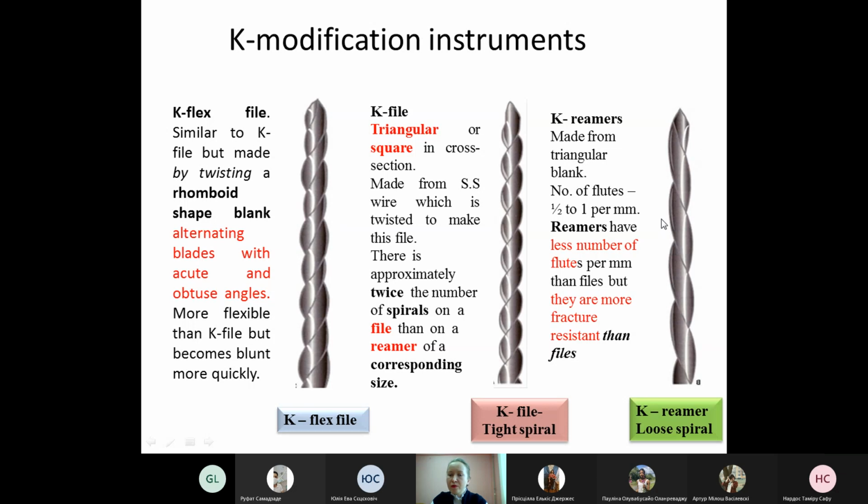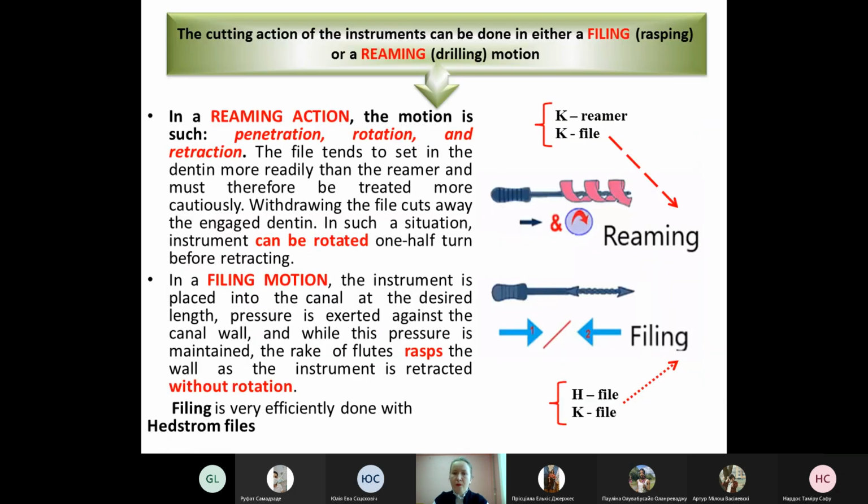Reamers have fewer flutes per millimeter than files, but they are more fracture resistant than files. Actually, this is characteristic of the reamer: it has a sharp ending, that's why this instrument is aggressive and can cause perforation if it is used without caution. Every instrument has its special motion. The cutting action of instruments can be done in either a filing, rasping, or reaming, drilling motion.